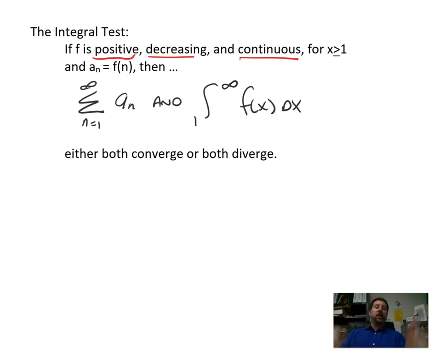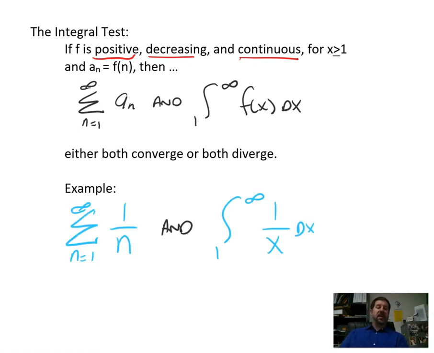Since we know how to evaluate integrals like this, we can evaluate the integral to see if it converges, and if the integral converges, then we know that the series must converge, right? But I can only use this if the terms are positive, decreasing, and continuous, okay? For the function, just positive and decreasing for the series.